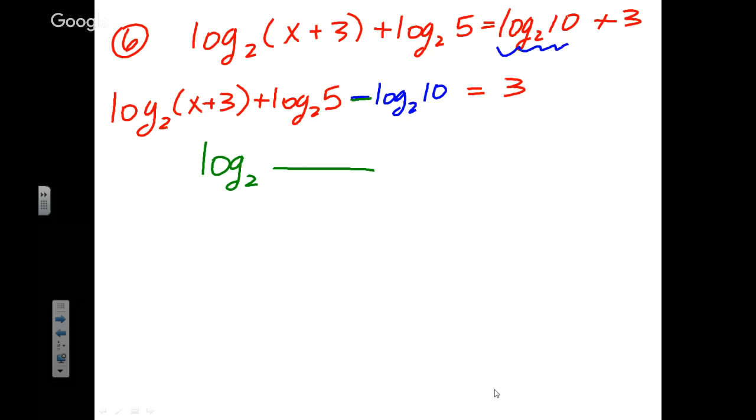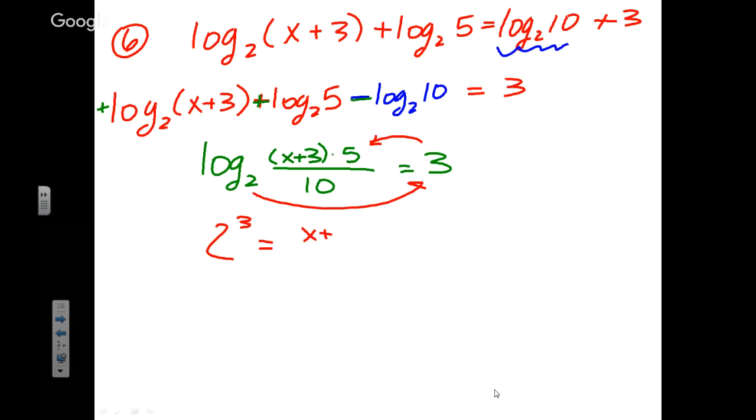And anything that's positive goes on top. This is a positive log. This is a positive log. So those two things will go on top, and it's multiplication. And that 10 is going to go on the bottom because that was subtraction. Again, I don't care how ugly that thing is that the log is holding, that x plus 3 times 5 over 10. I just want it as one log, so now I can actually translate. So I translate this and I get 2 to the 3rd equals x plus 3 times 5 over 10.